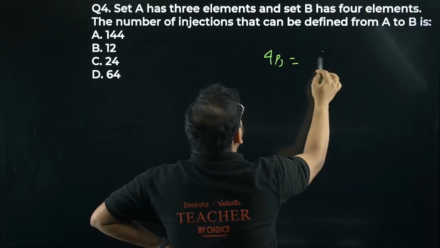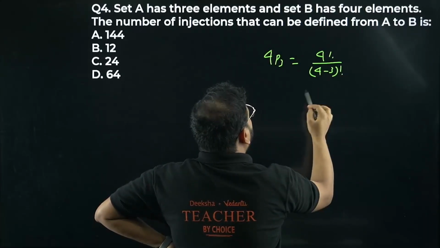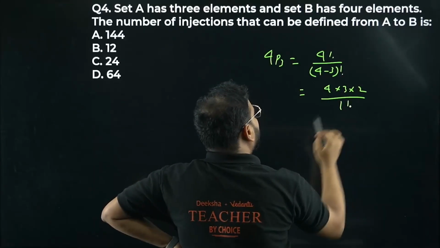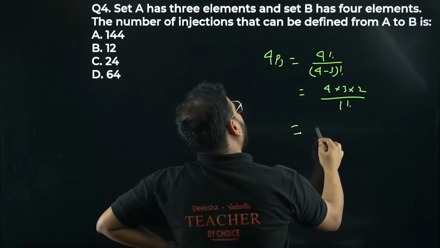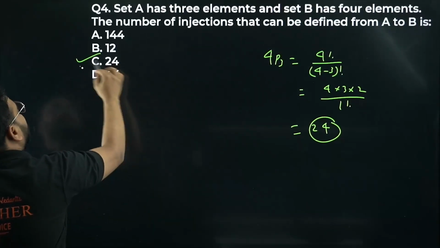4p3, I think. So 4 factorial upon (4 minus 3) factorial. So 4 into 3 into 2 by 1 factorial. How much is that? 24, right? 12 into 2 is 24. Answer is option number C.